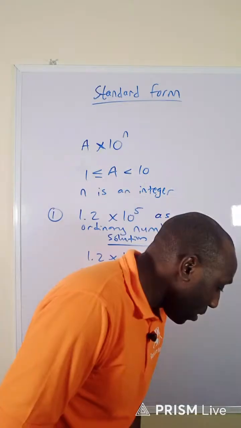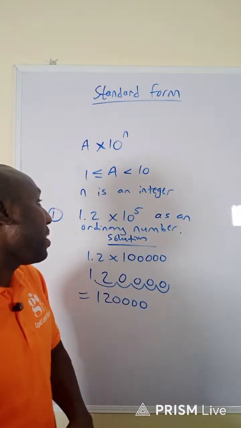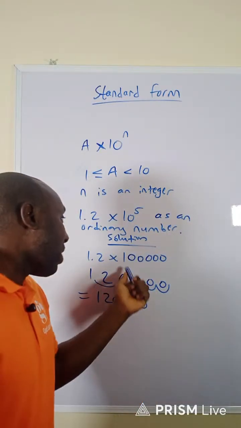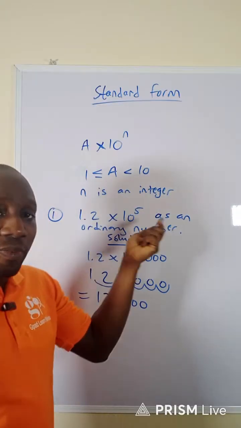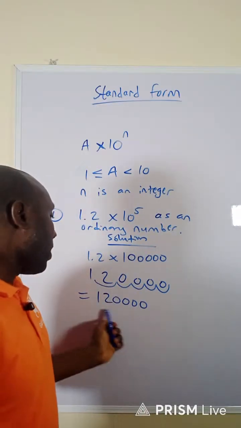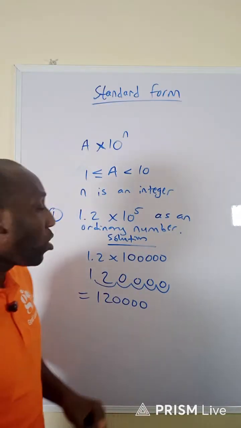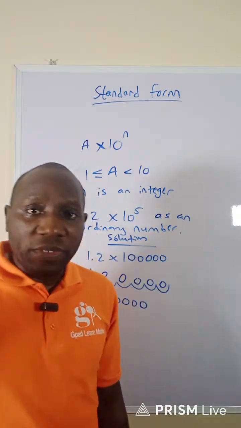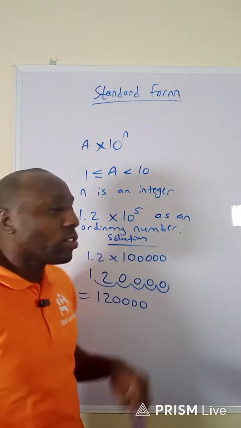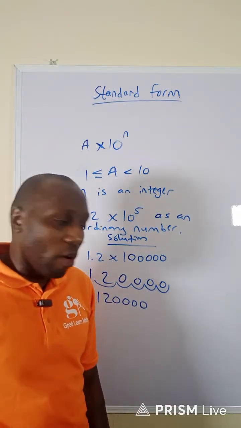In standard form. I hope this makes sense. I have written this number as an ordinary number. So it was in standard form, but I had to write it as an ordinary number. So I've just told you how to multiply a number by a power of 10. In this case, we multiply 1.2 by 10 raised to the power of 5.